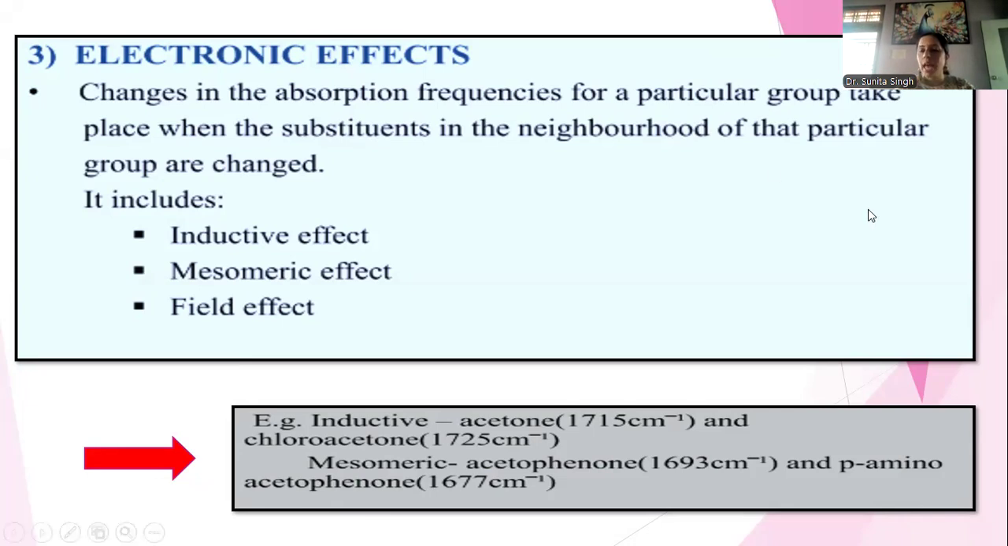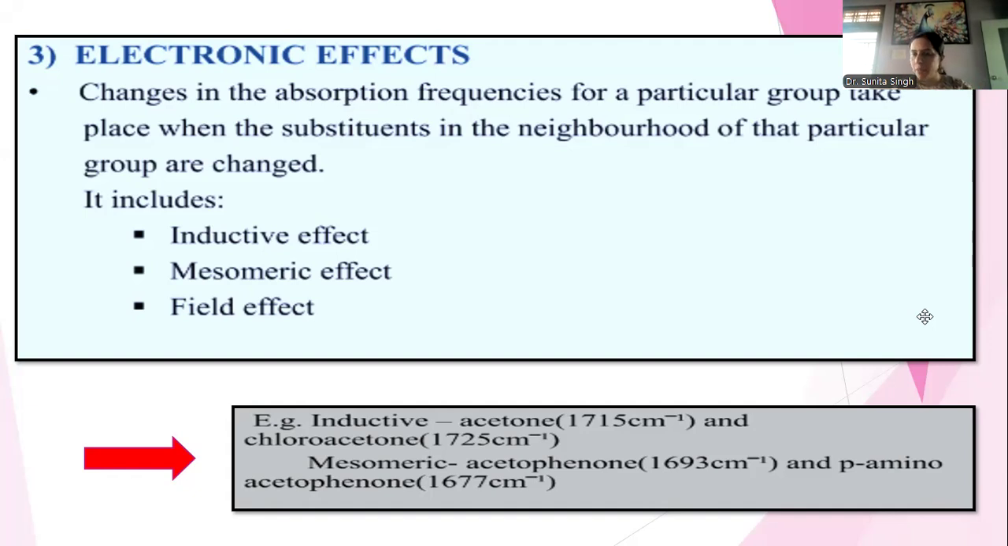In acetophenone as well as para-aminoacetophenone, we can see that para-aminoacetophenone has a plus M effect that decreases the vibration frequency, whereas in acetophenone no such effect is shown. So the frequency comes at the higher end, which is 1693 centimeter inverse. So you have to see the whole environment of that compound.